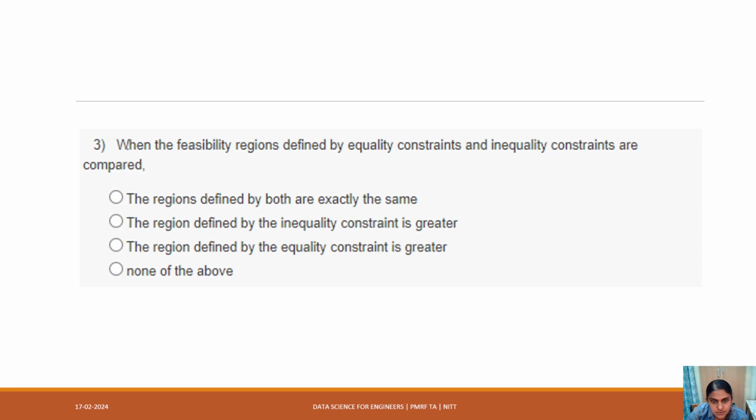Now when the feasibility function regions defined by equality constraints and inequality constraints are compared, are they the same, or is the region defined by the inequality constraint greater, or the region defined by equality constraint greater usually? Answer, I am getting B.